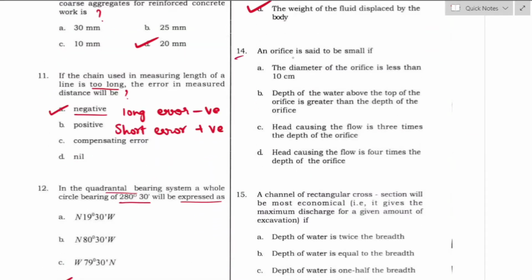Question number 14. An orifice is said to be small if the head causing the flow is 4 times the depth of the orifice. So option D is the right answer. Orifice is a small opening of any cross section on the side or bottom of the tank through which the fluid is flowing. Orifice is used to measure the rate of flow of fluid, and the discharge is calculated by the formula Q is equal to Cd into square root of 2gh multiplied by area.